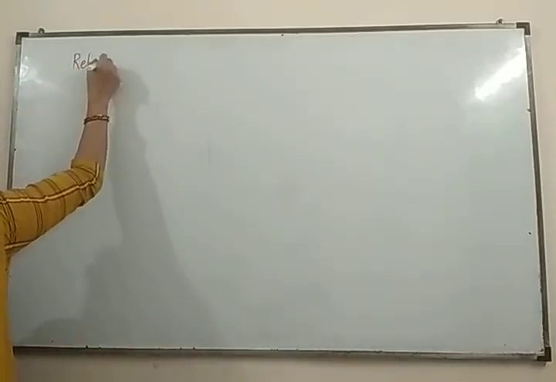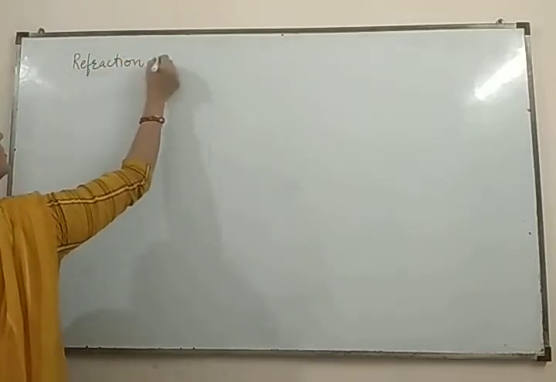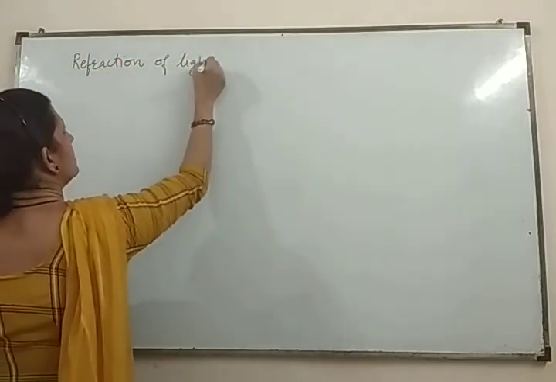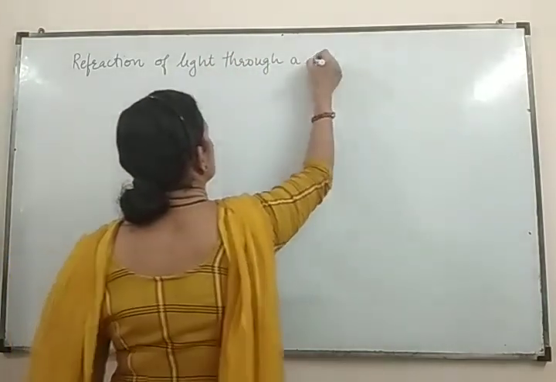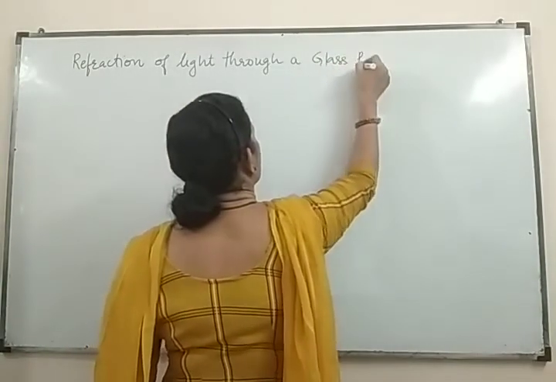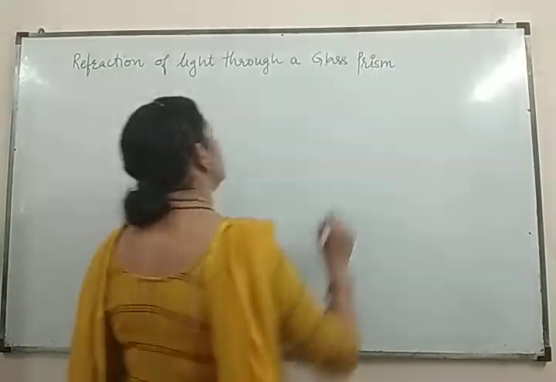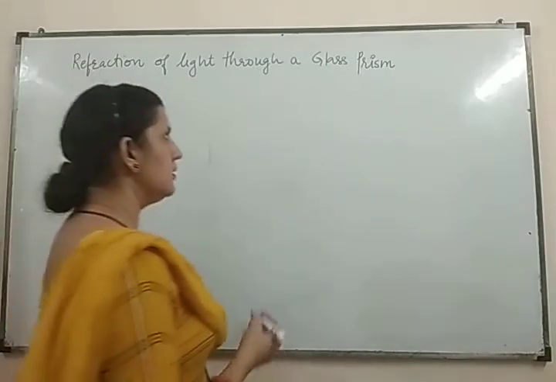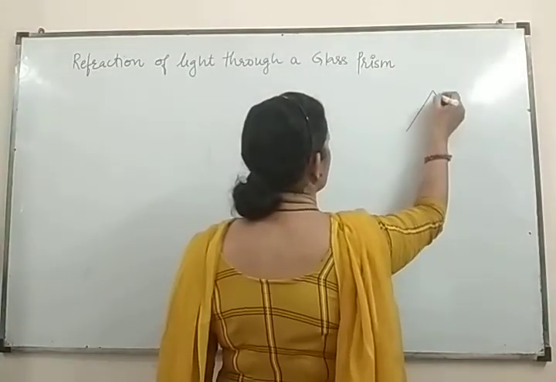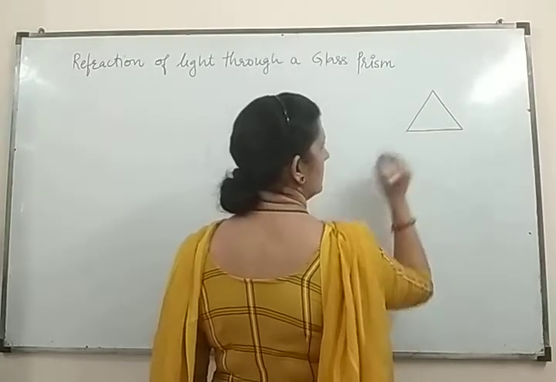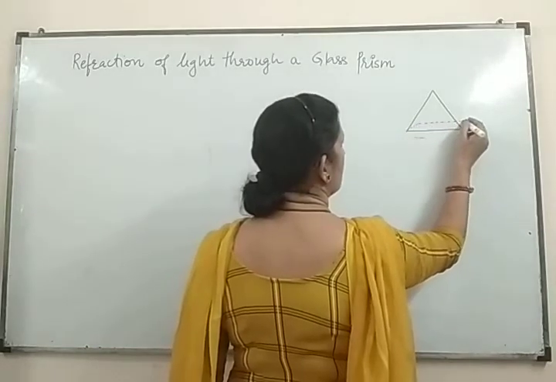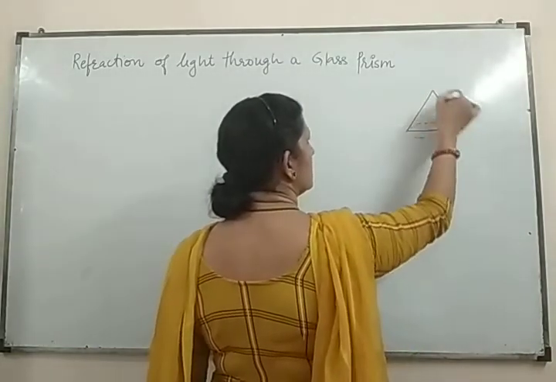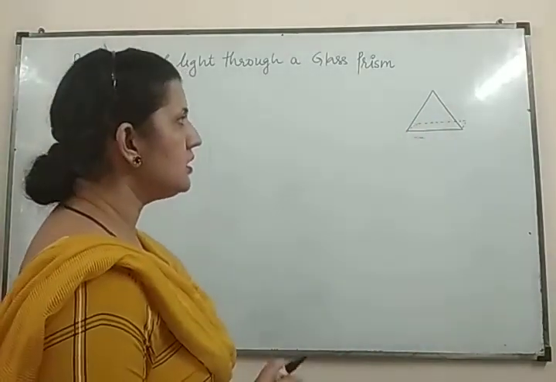Now next, the refraction of light through a glass prism. What do you mean by a prism? You have seen a prism many times. We are talking here about the triangular prism. This triangular prism has rectangular faces and these triangular sides. This is a 3D structure.